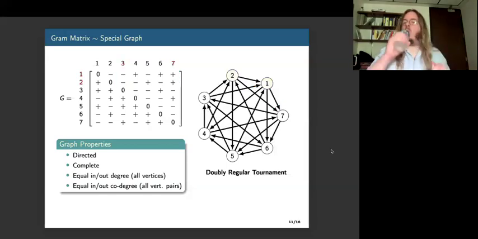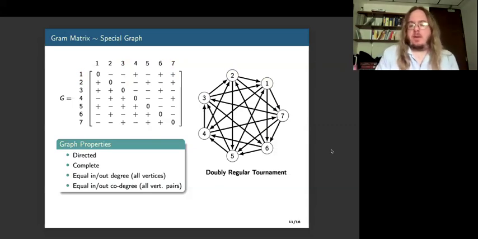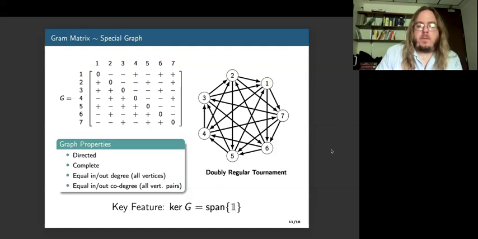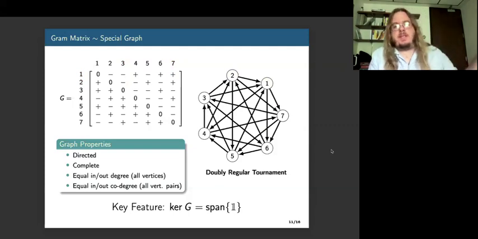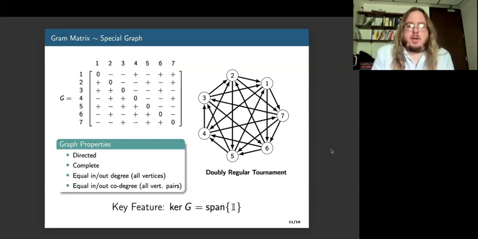Okay, well, the thing that I actually care about, there's a key property that this thing has. This thing is called a doubly regular tournament, and that is the kernel of its matrix is spanned by the all ones vector. Well, this seems almost a little bit too nice to be true, because remember I said this was the Gram matrix of a symplectic ETF. And in general, it is.